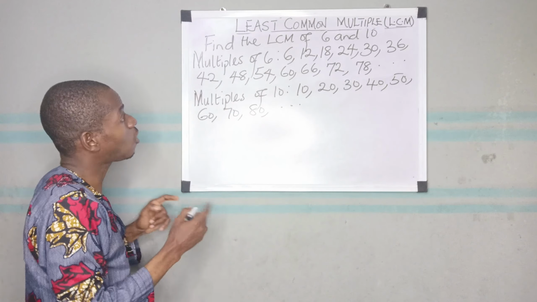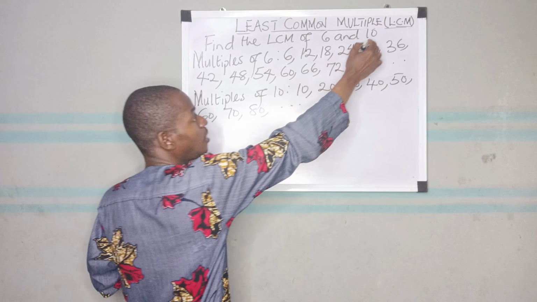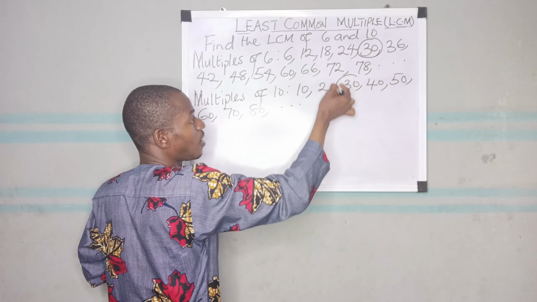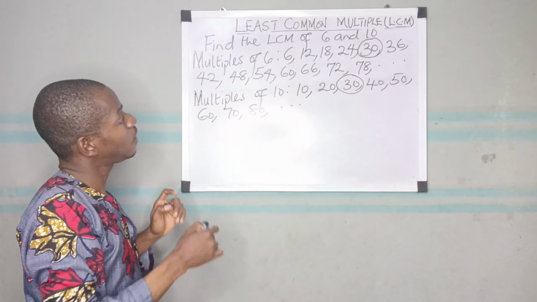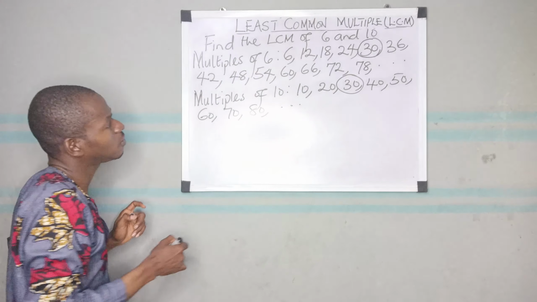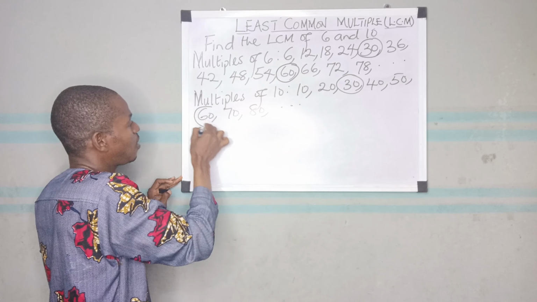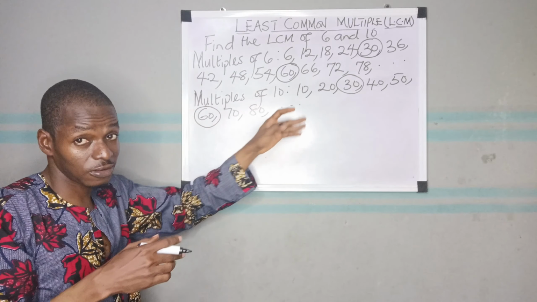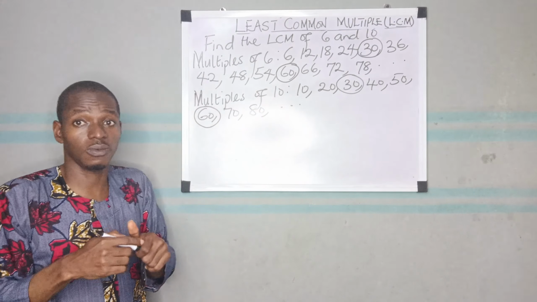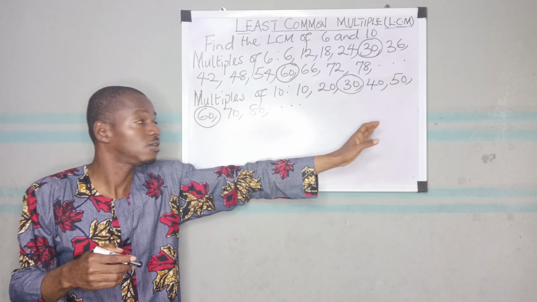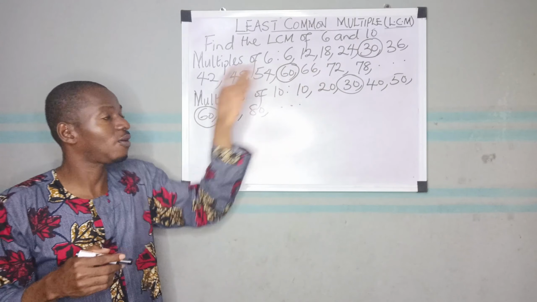Now, what are the common multiples that I can find? I can find 30 here, and I can find 30 here. Can we find any other number? Yes, I can find 60 here, and I can find 60 here. Assuming we continue, you will find other numbers, but these are the two we can find now.